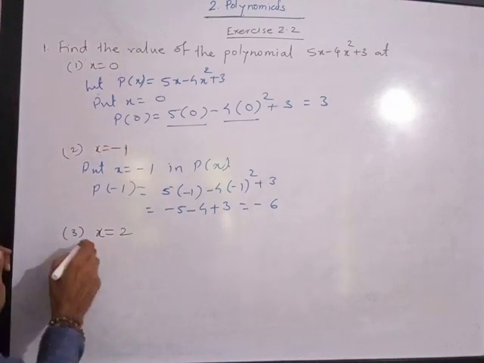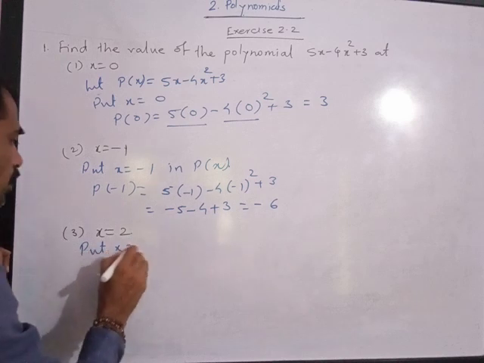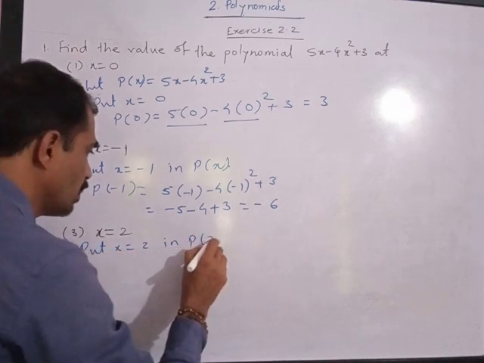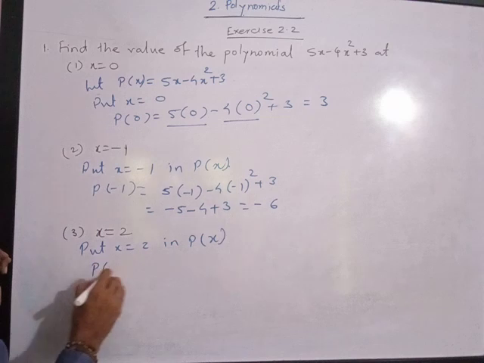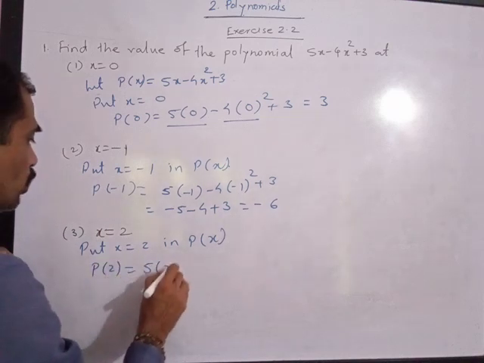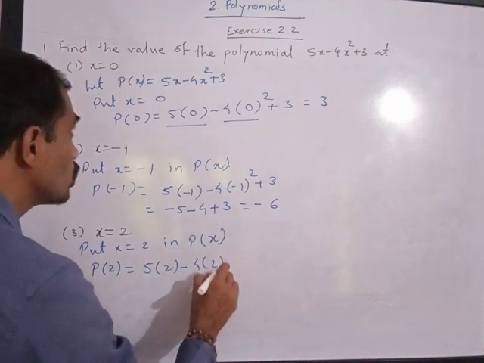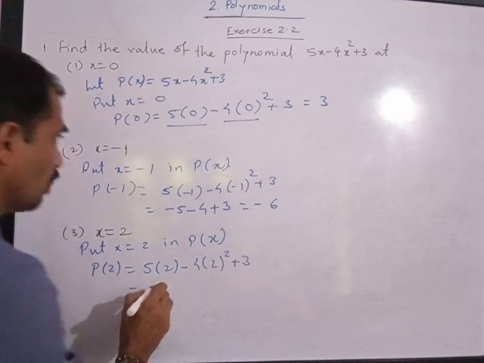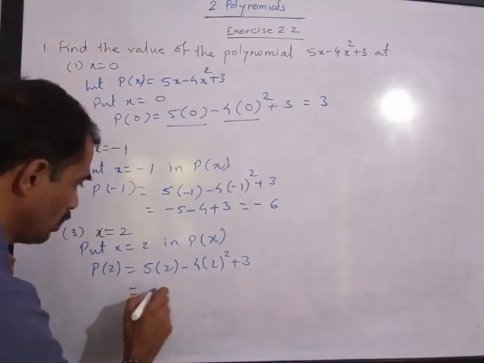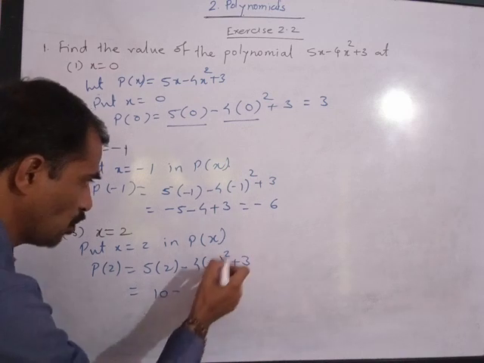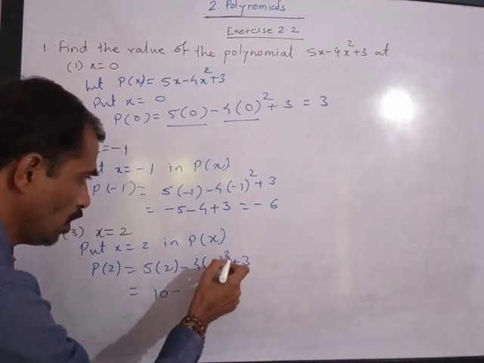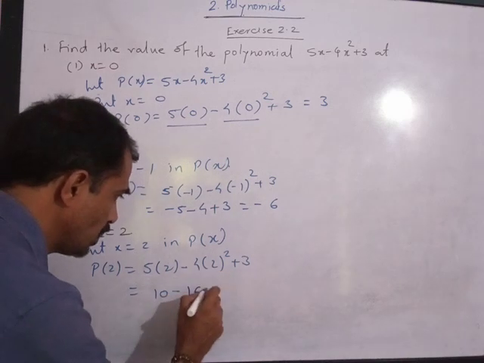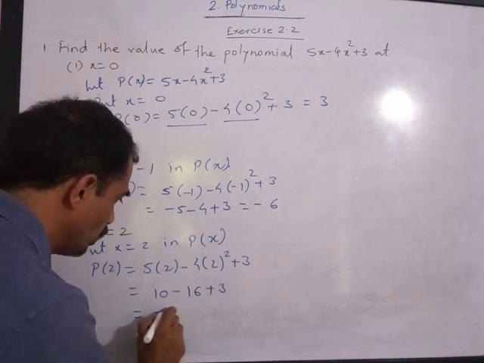Next is put x is equal to 2 in p of x. So we will get p of 2 is equal to 5 into 2 minus 4 into 2 square plus 3. So this is equal to 10 minus, first we have to solve the index, so this will be 4 4s are 16, minus 16 plus 3, that is equal to minus 3.